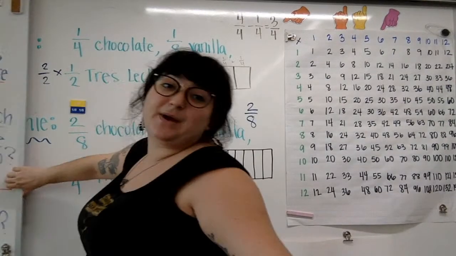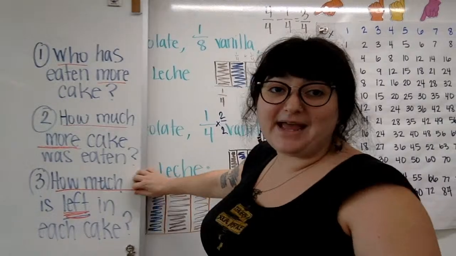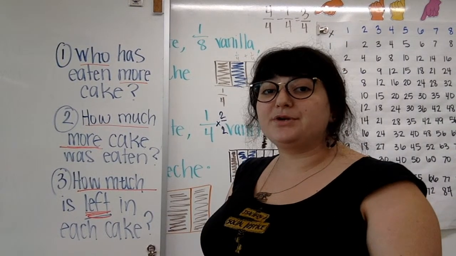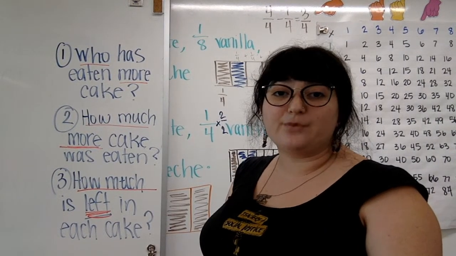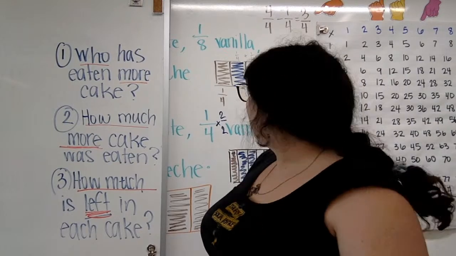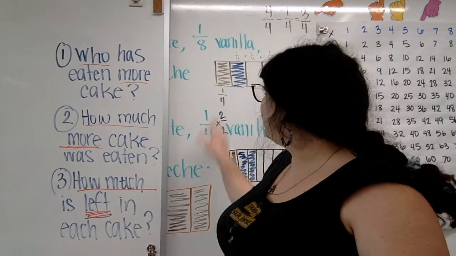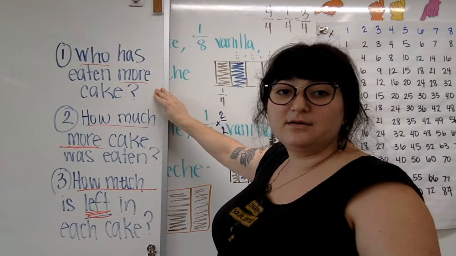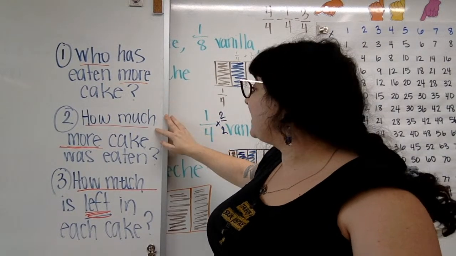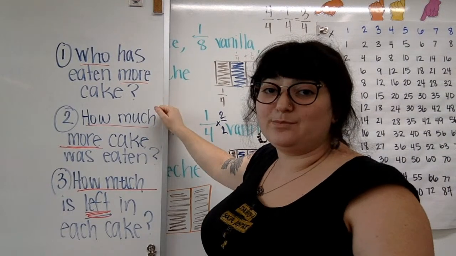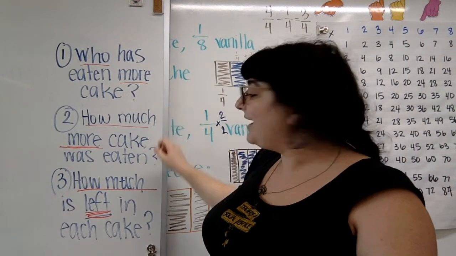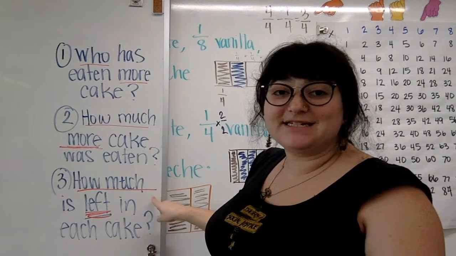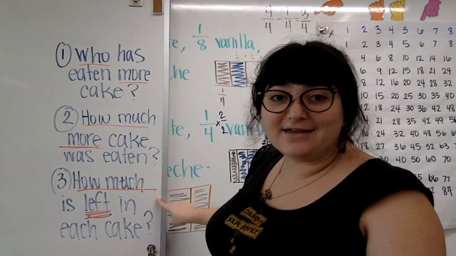Until I post it, go ahead and write it by hand. You also can upload your answers by just taking a photo of what you did by hand. I want to know, between all these kiddos, who has eaten the most cake? How much more cake was eaten by that person who ate more? And how much is left in each cake?